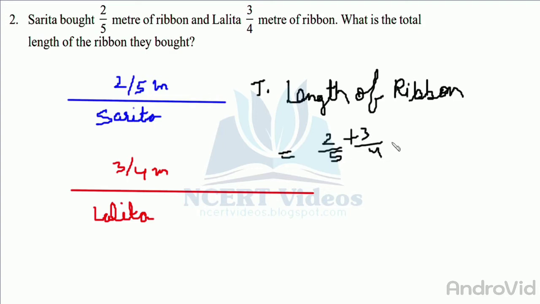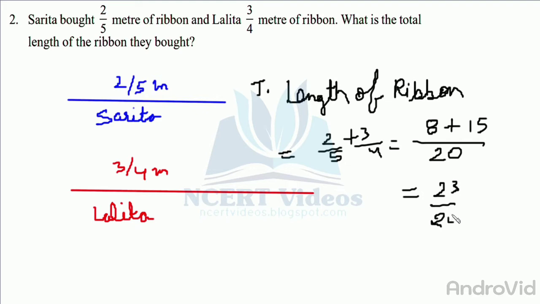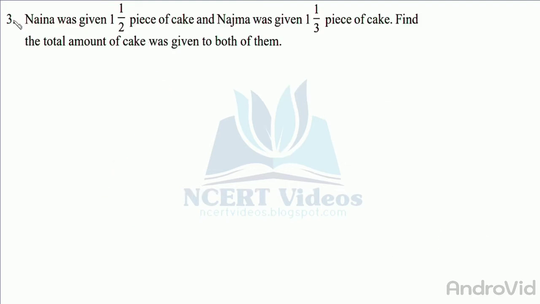That is 2 by 5 plus 3 by 4. Taking LCM as 20. So 8 plus 15 gives you 23/20 as the total length of the ribbon they bought.